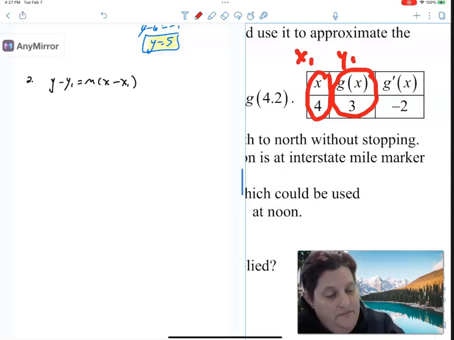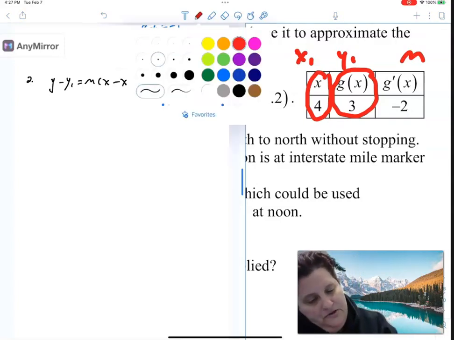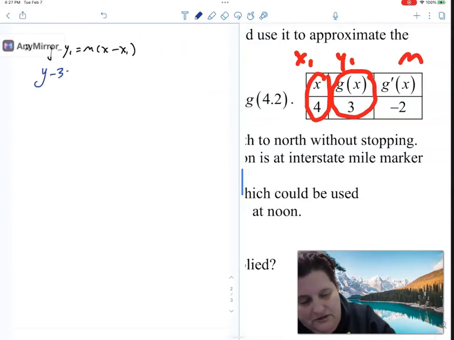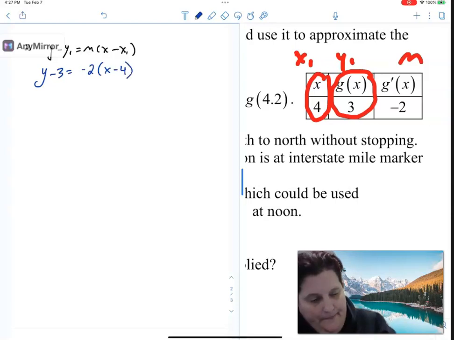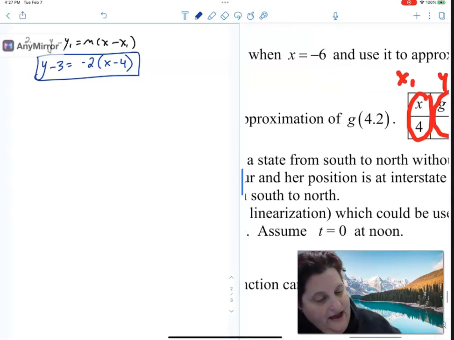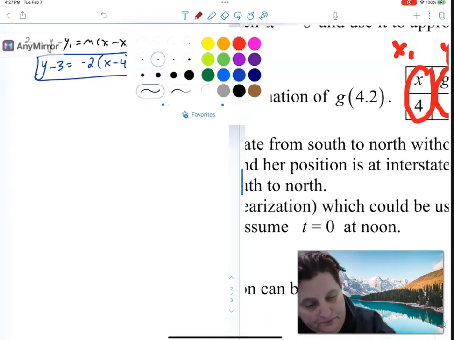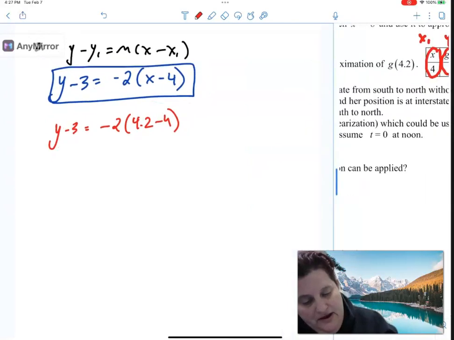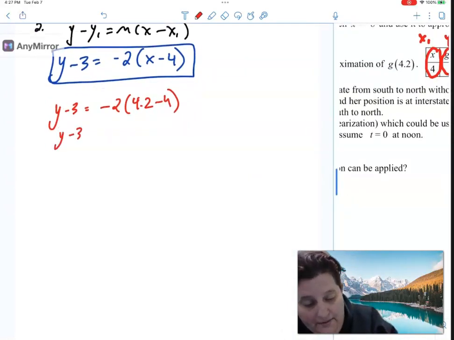And what does g prime represent? Slope. So it's really easy. It gave me all this information, right? So I can come over here and I can say, okay, my equation of the tangent line is y minus 3 equals m(x minus 4). Okay, there's my equation of the tangent line. Now use that to approximate 4.2. Well, y minus 3 is negative 2 times (4.2 minus 4). So now I'm going to get y minus 3 is negative 2 times 0.2.